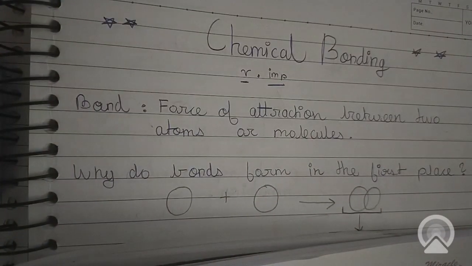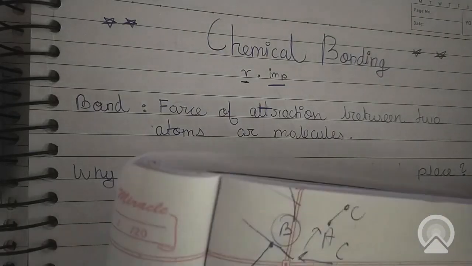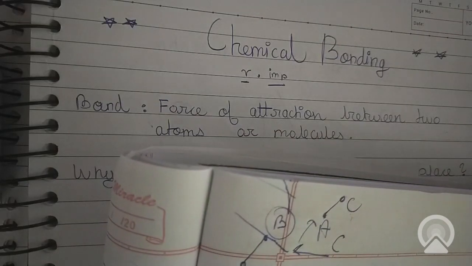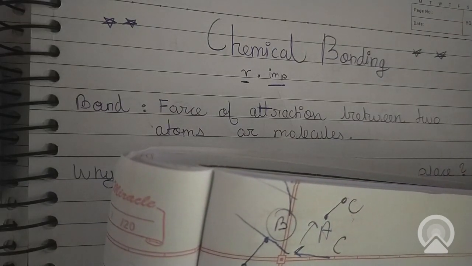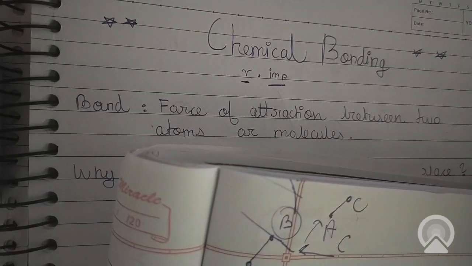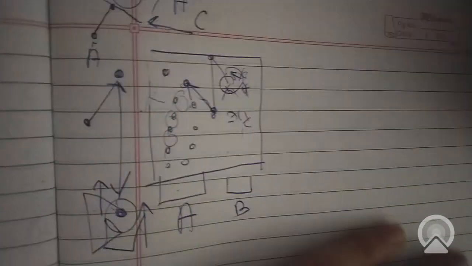Now let us understand why bonds form in the first place. In nature, there's a simple rule. What's the reason behind the rule? Let's not get into it, because we are not here to be scientists. But let's have a basic understanding of what the rule of nature is in the context of bonding.